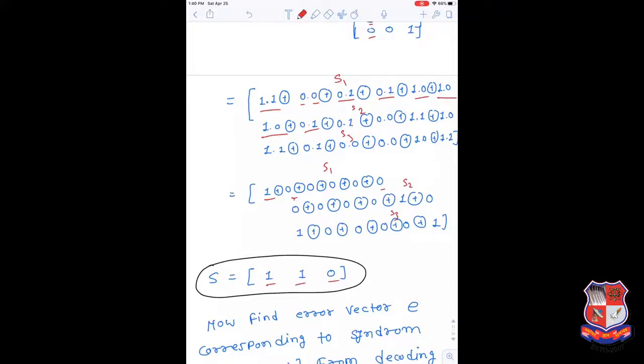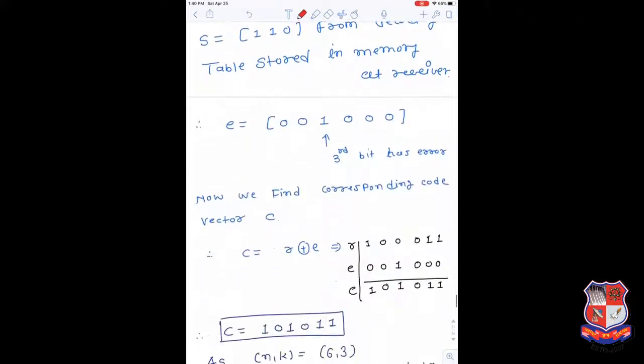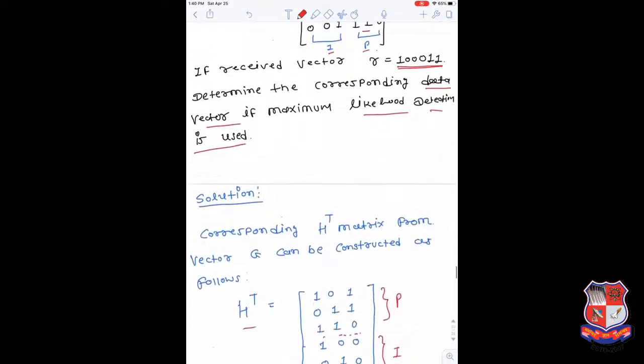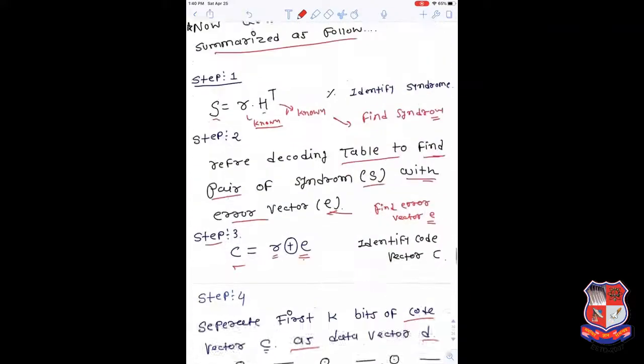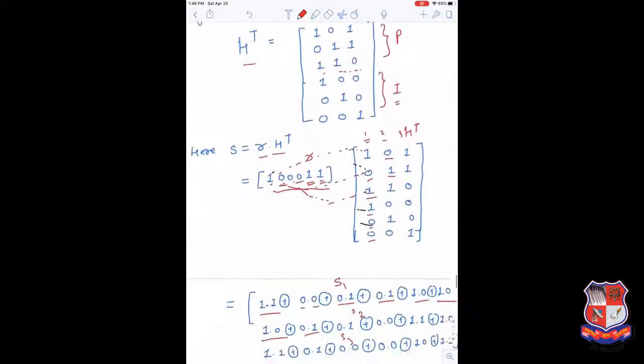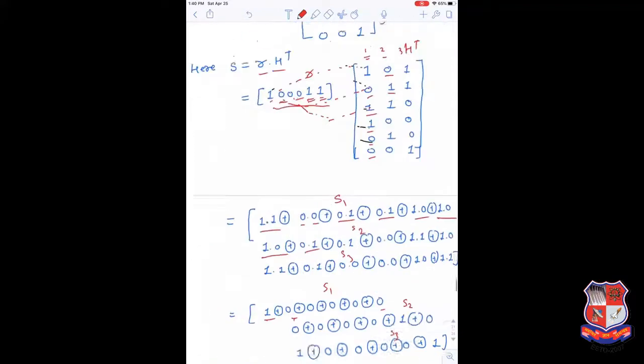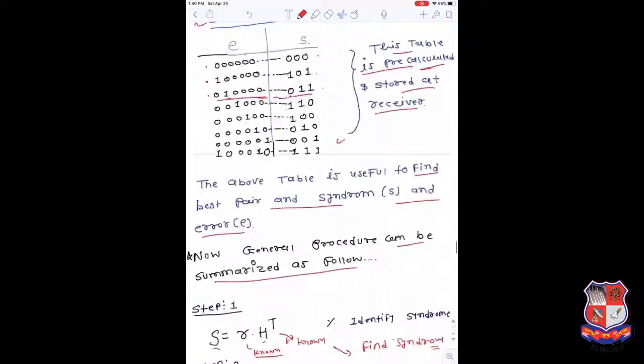So what is the procedure we apply? We have a G. From G we have constructed HT. Basically it is stored already in the receiver, so HT is available. We multiply R with HT and get the syndrome value. This S is 110. Now we look back to the table which is available with us. We go to the table and try to locate the syndrome. What is the syndrome? 110. Remember this 110. We try to locate it on this table.